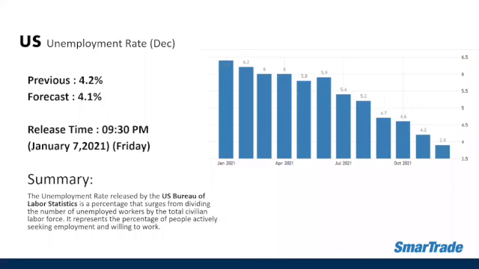Now next is the unemployment rate for the US for the month of December. The previous data was 4.2%, and the market forecast was 4.1%. Same thing, the release time last Friday was 9:30 p.m. And the actual data was 3.9%, so lower than the market forecast and the previous one. So it means it's good data for the employment rate for the US.